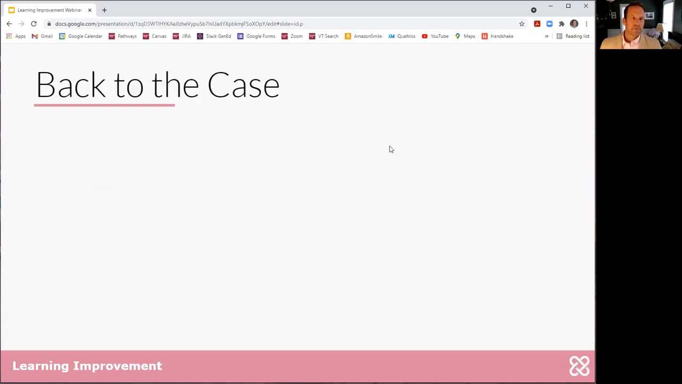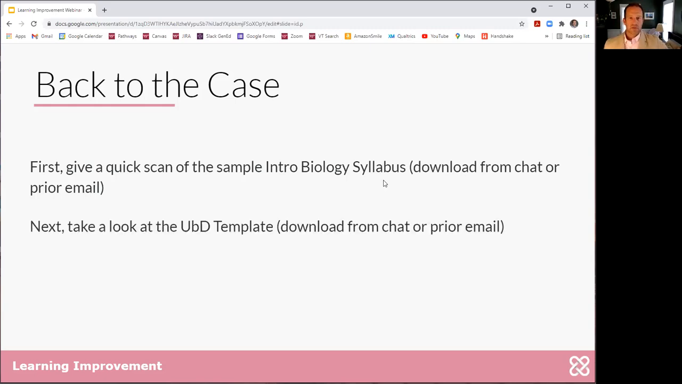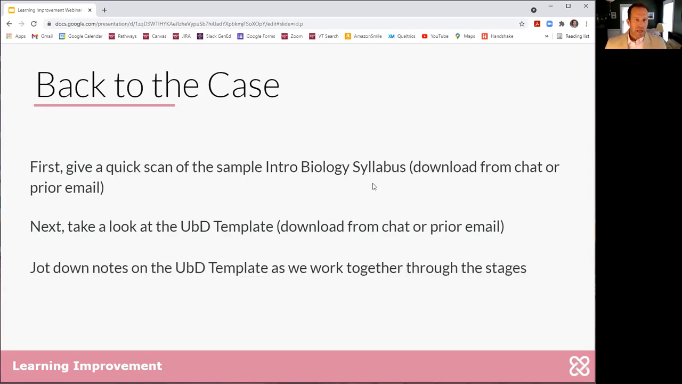So back to the case. At this point, you should have this prior email. It's also in the chat. You have a quick scan of the sample intro biology syllabus. And then a quick scan, same thing, take a quick look at that UbD template, the Understanding by Design template. If you're having trouble still getting them, I believe go up through the chat. Sherry's also posted them other ways because the sharing gets a little weird. And what we're going to do is work together. Okay, we're going to work together to jot down some notes as we work through this.